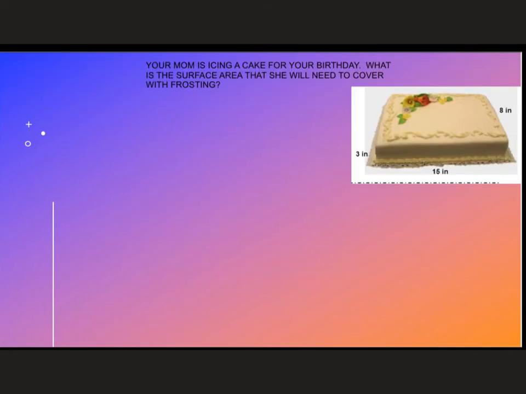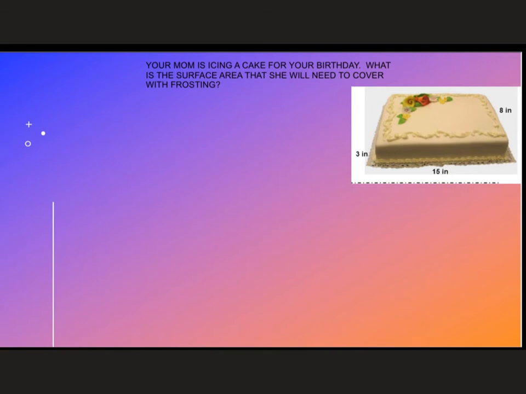All right, your mom is icing a cake for your birthday. What is the surface area that she will need to cover with frosting? So first things first, look at what shape you're looking at. This is a rectangular prism. Everything's a rectangle. You have all sides are rectangles with 2 large bases that are rectangles as well.